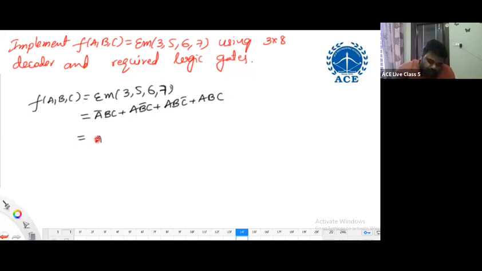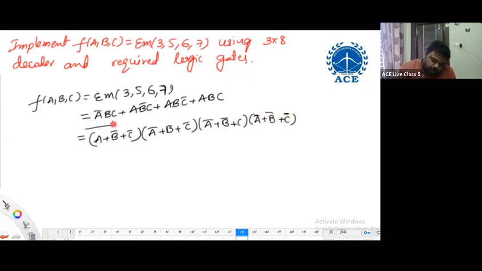A plus B bar plus C bar, and with A bar plus B plus C bar, and with A bar plus B bar plus C, and with A bar plus B bar plus C bar, whole bar. Check it. If you expand the second equation I have written: A plus B bar plus C bar whole bar is A bar B C, first term, plus A bar plus B plus C bar whole bar is A B bar C, plus A bar plus B bar plus C whole bar is A B C bar, plus A bar plus B bar plus C bar whole bar is ABC. The same expression we are getting from this also.